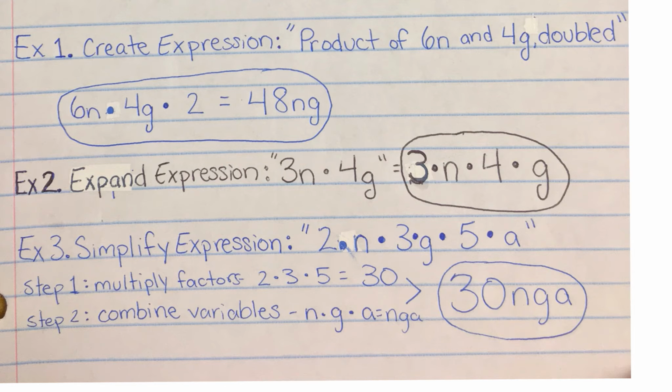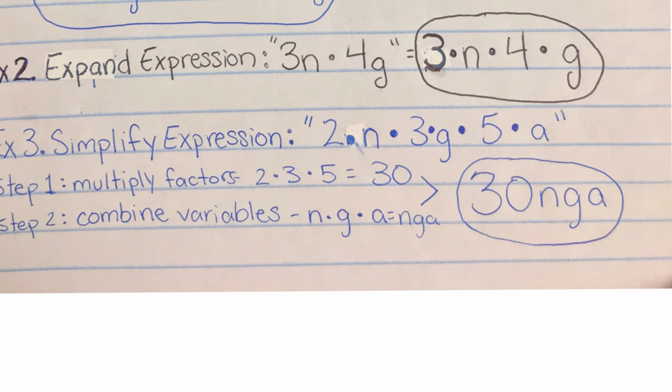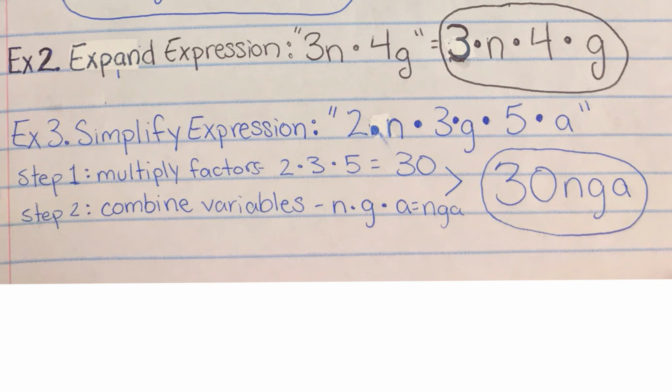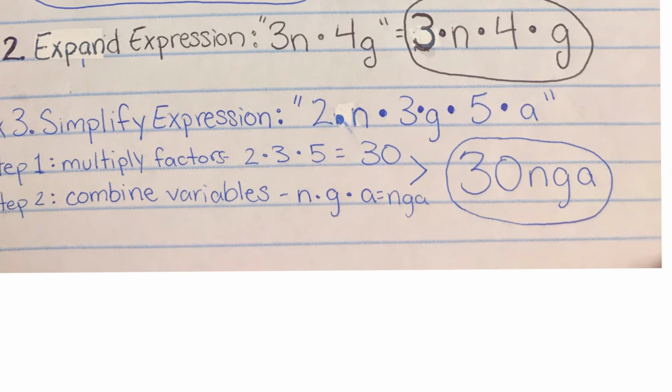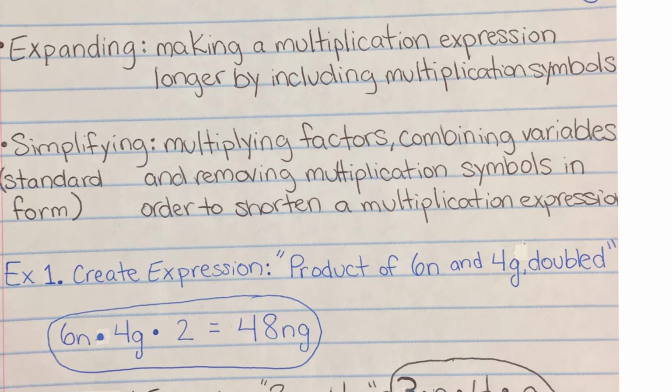If we wanted to expand an expression, however, here we've got example number 2 where we're going to be expanding a multiplication expression. We see a simplified version of 3n times 4g. This one's pretty simple. All you need to do, like from the description above, so I don't know if you remember this description, we just make an expression longer by including the multiplication symbols.